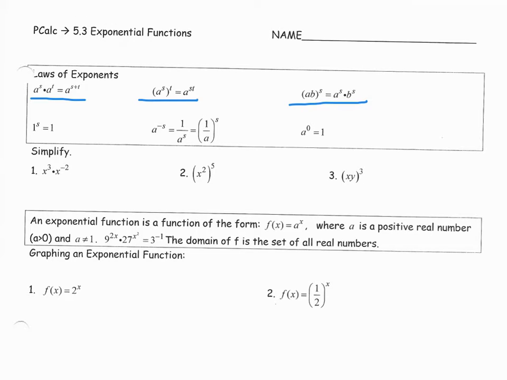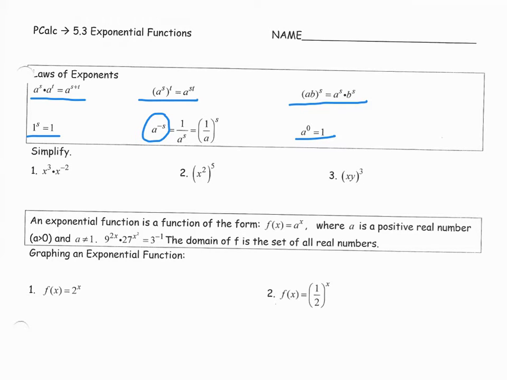The next one is 1 to any power, doesn't matter what it is, always 1. And then the one that we're going to use quite often is this one here. So if you have a negative exponent, make sure you put it down in the denominator, or if it's in the denominator, make sure you move it up to the numerator. Okay, and then the last one over, anything to the 0 power is always 1.